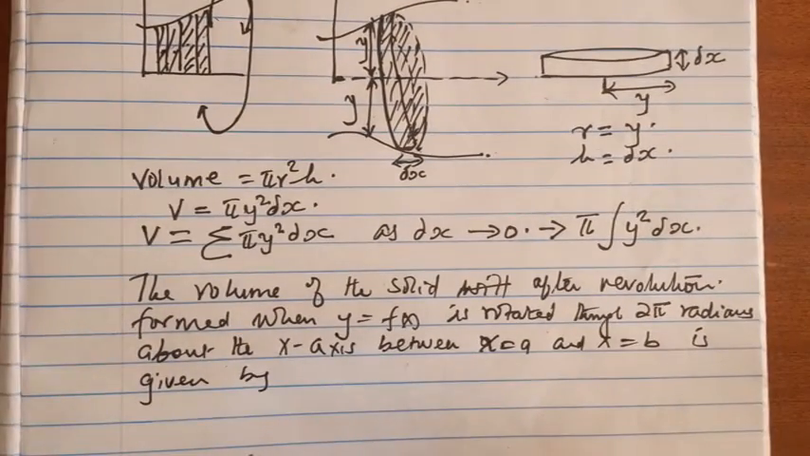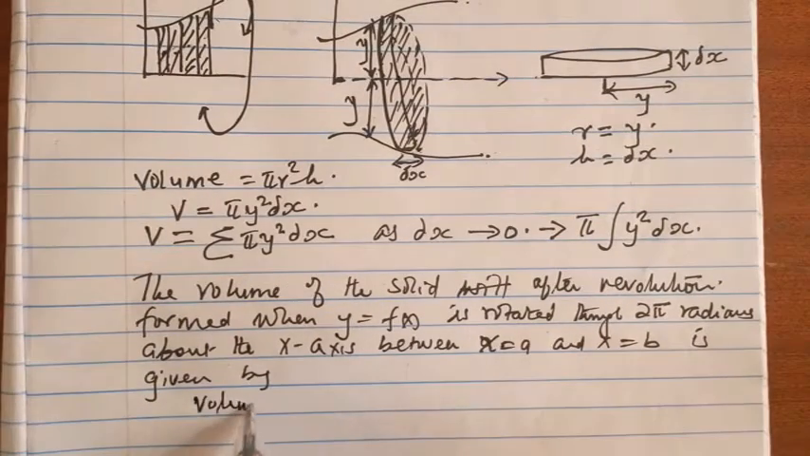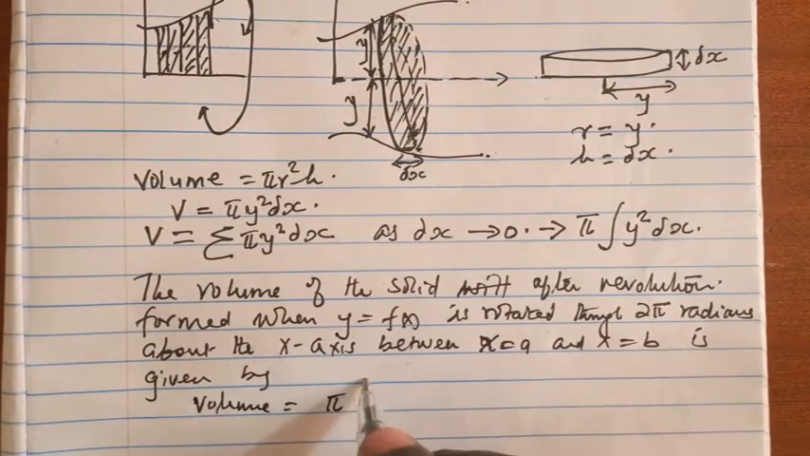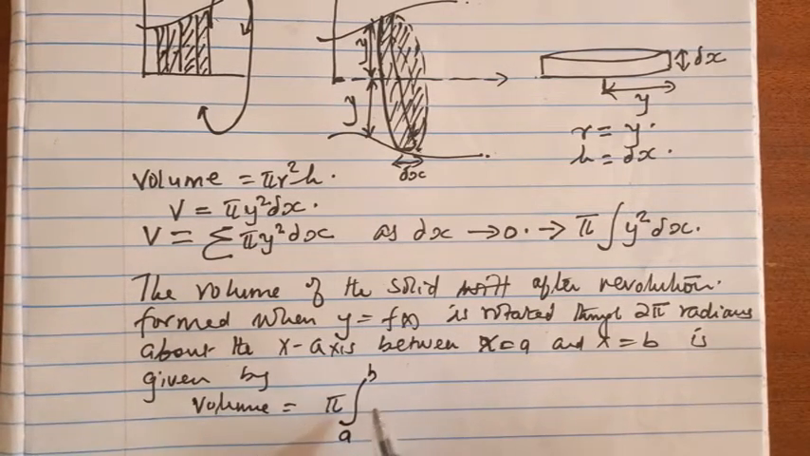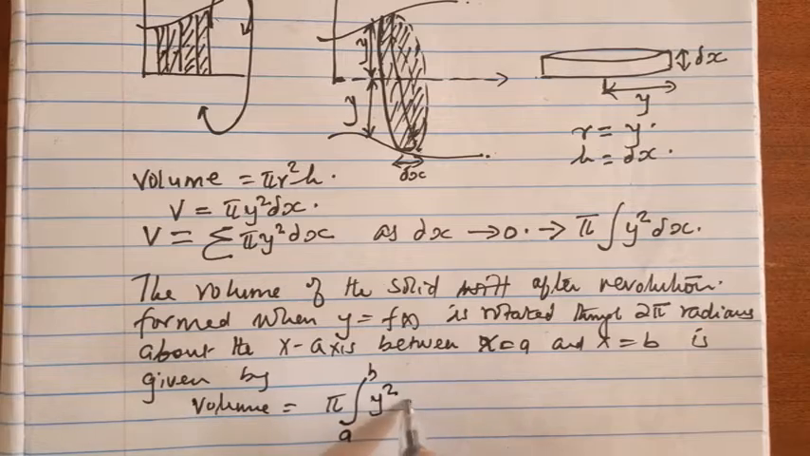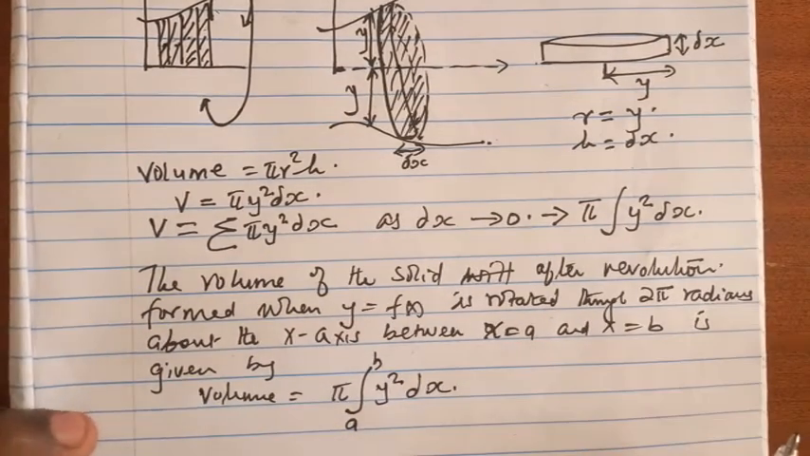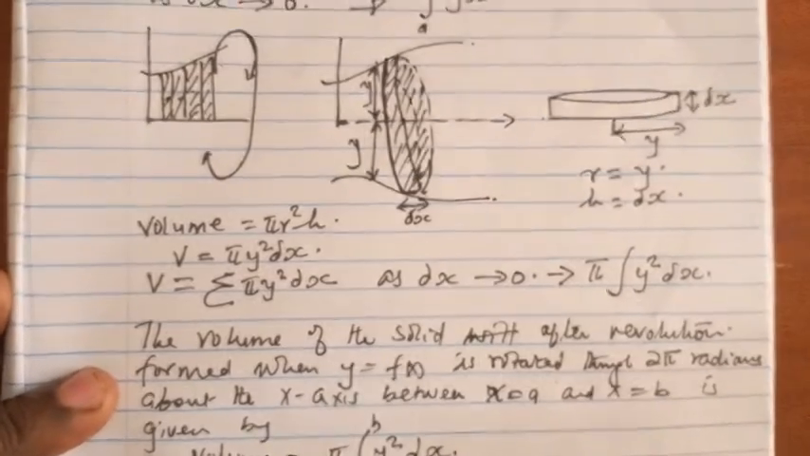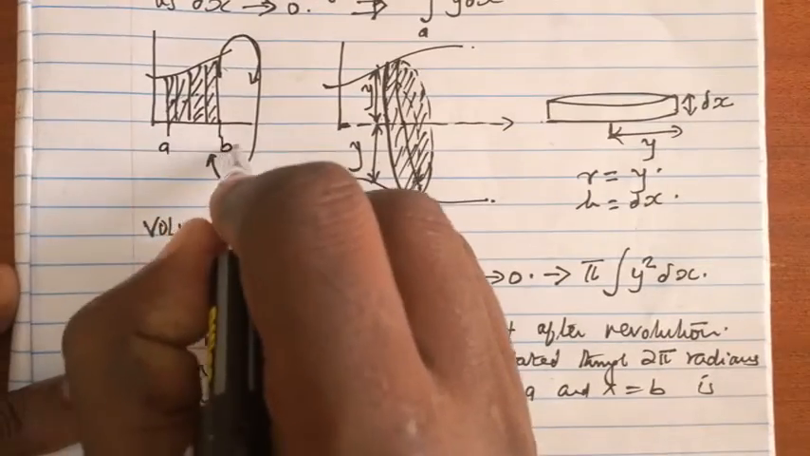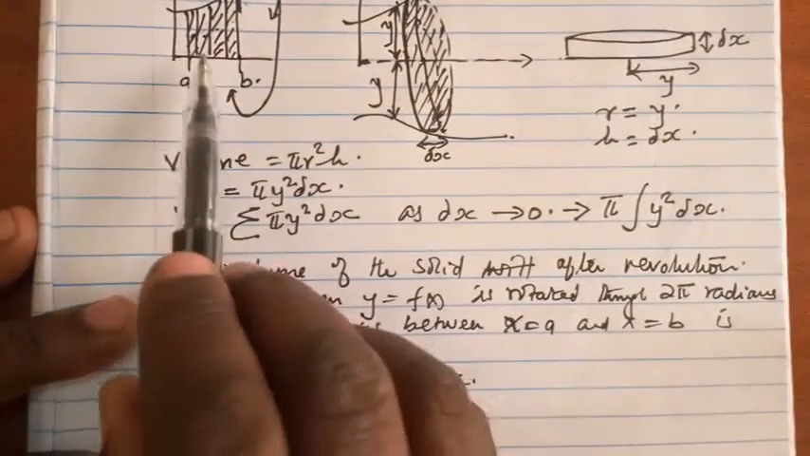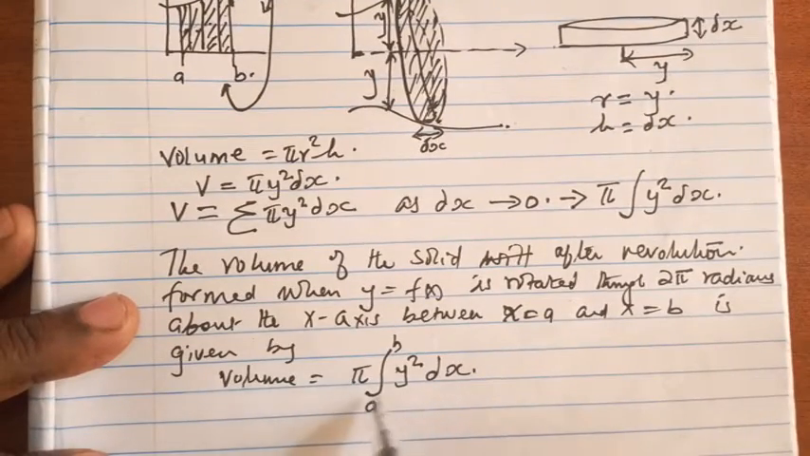now this volume is given by volume is equal to pi, you integrate from a to b, y squared dx, and we have been able to outline this formula from the beginning. And we are saying that if this is the a limit and this is the b limit, the summation of all this volume when rotated will be given by this formula.